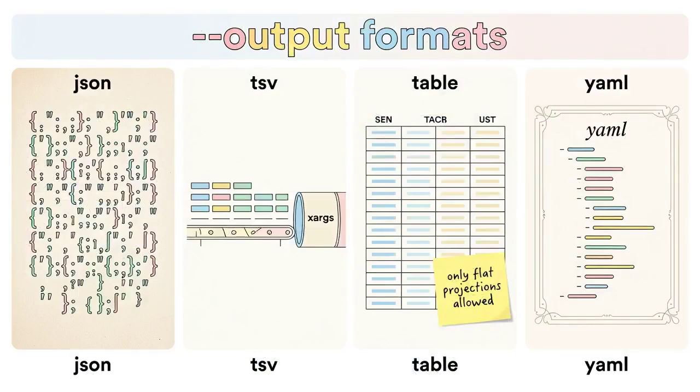The query flag pairs with output to choose how the result is rendered. JSON is the default and gives you the full structured response. TSV strips quotes and headers for clean piping into xargs. Table produces a human-readable grid, but only works when query produces projection objects like name, or arrays of strings and numbers, and YAML delivers a friendly nested format. Pick the output that matches where the data is going next.